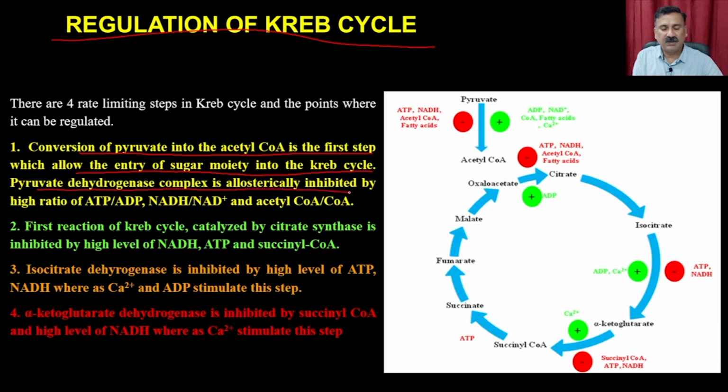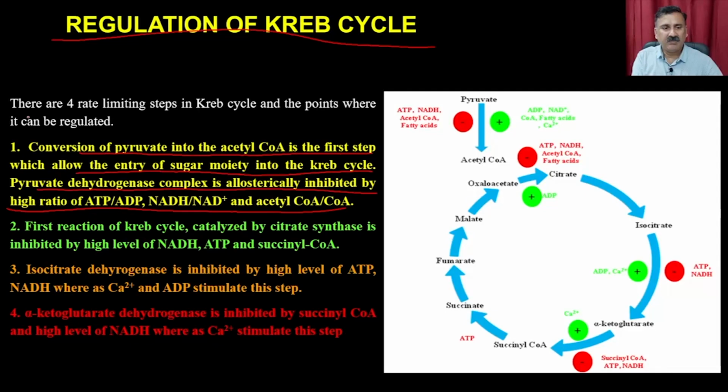Pyruvate dehydrogenase complex is allosterically inhibited by the high ratio of this and that. So the regulation of the Krebs cycle is very important because it is going to control the energy production. Okay, so there are 4 limiting steps for the Krebs cycle at the points where it can be regulated.